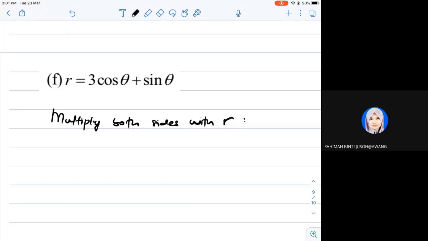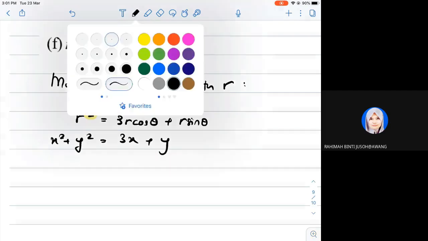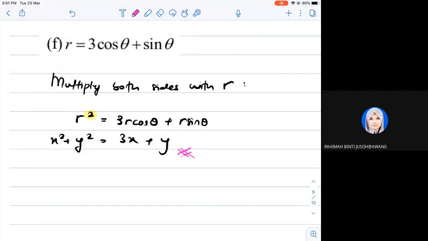So R dekat sebelah kanan, sebelah kiri jadi R cos 2. R darab 3 cos theta jadi 3R cos theta plus R sin theta. So here we have x squared plus y squared. No more square root sign lah because of this power 2 ni kat sini. Okay, and then this one becomes 3x plus y. So that's it, that's the answer. Understand guys?